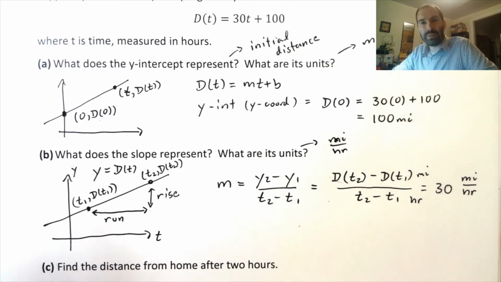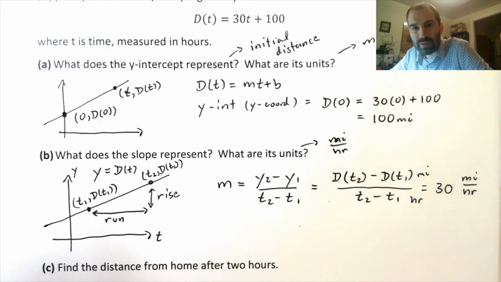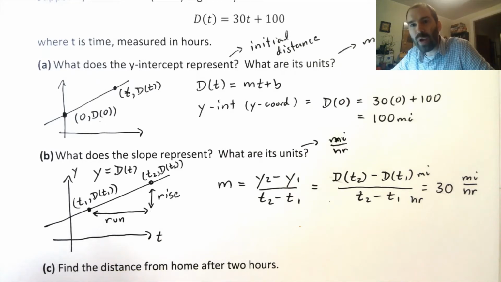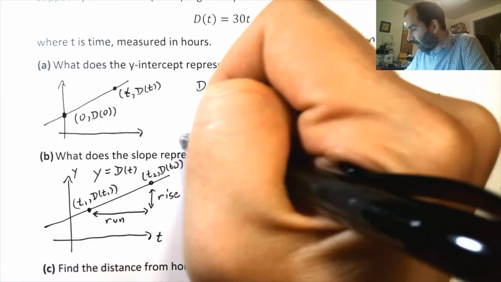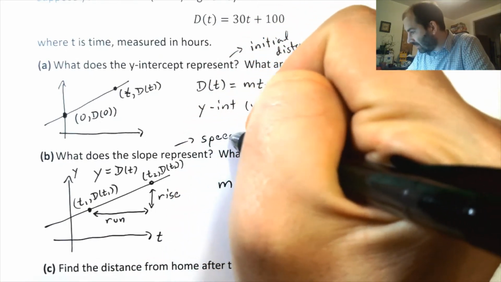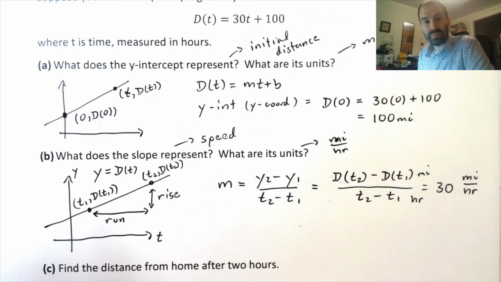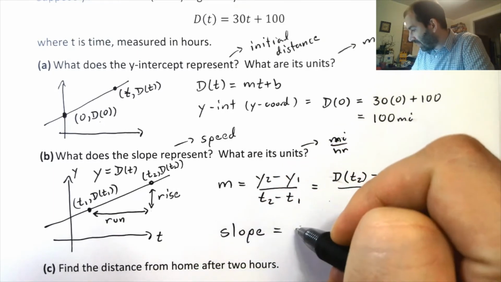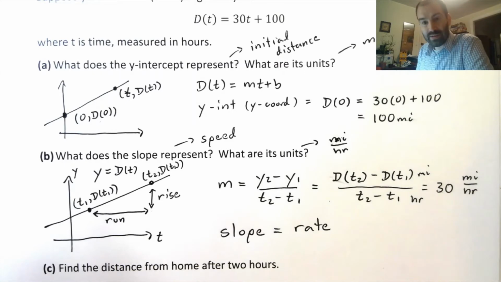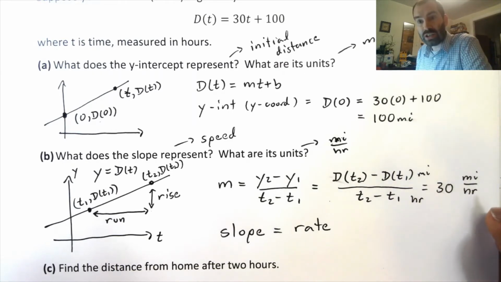What do we measure in miles per hour? That's the speed. That's the speed at which we're traveling. And another name for speed is rate. That's the rate at which we are moving, or the rate at which the distance is changing. So the slope represents the speed, but in general, the slope represents the rate at which the function is changing.